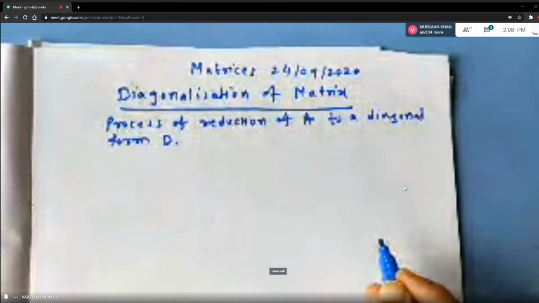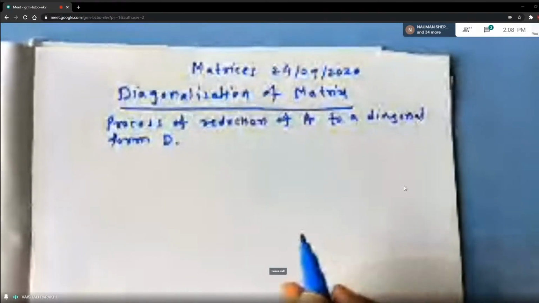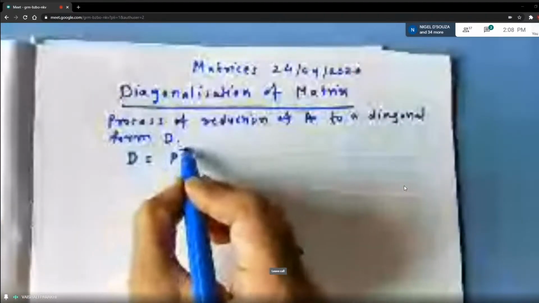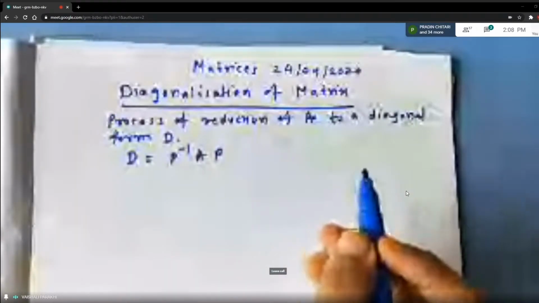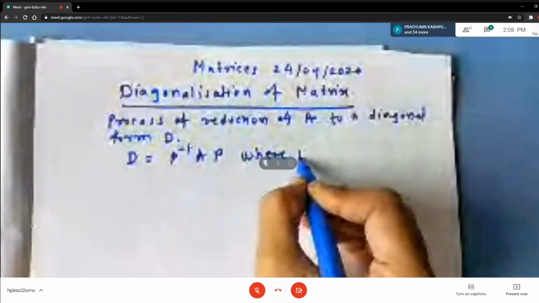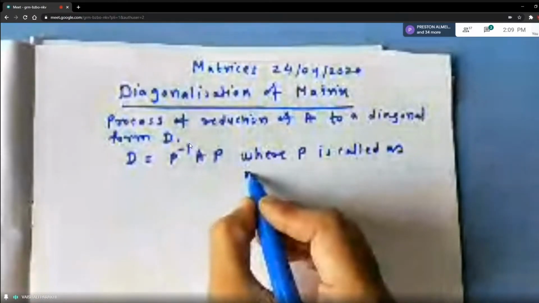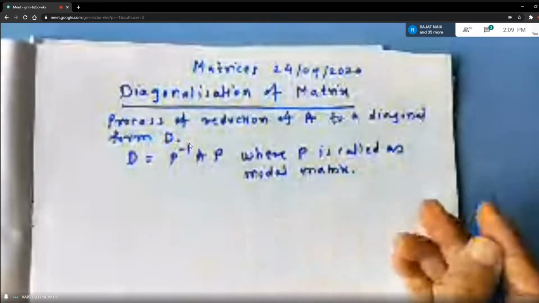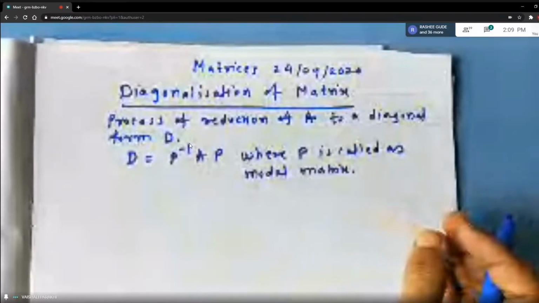For this, you have a procedure, you have the formula. There is a formula for diagonalization. D is equal to P inverse A into P. Then you may ask me, what is matrix P? Matrix P is called the modal matrix. What is this modal matrix? It is the group of all eigenvectors.